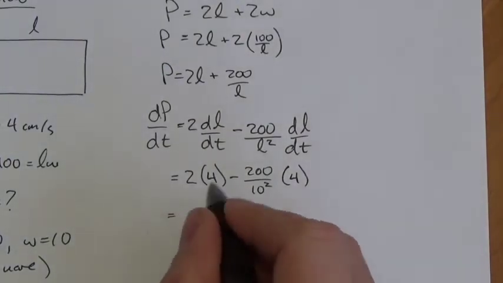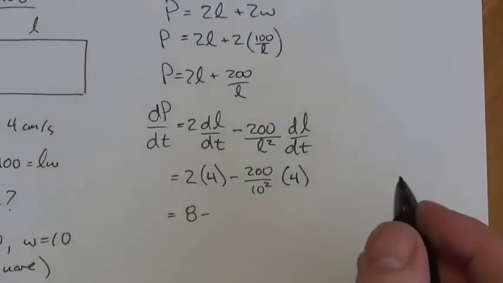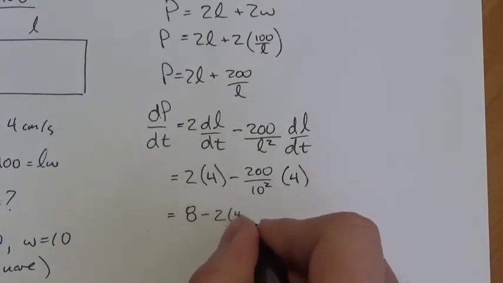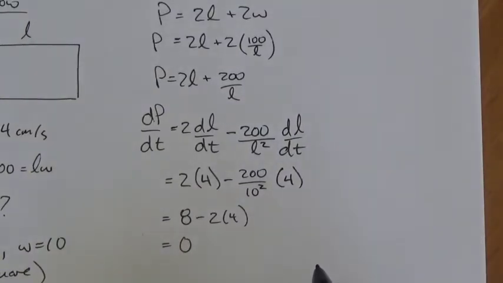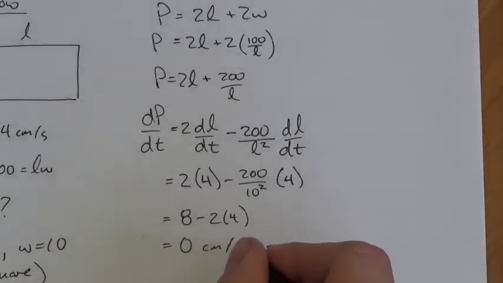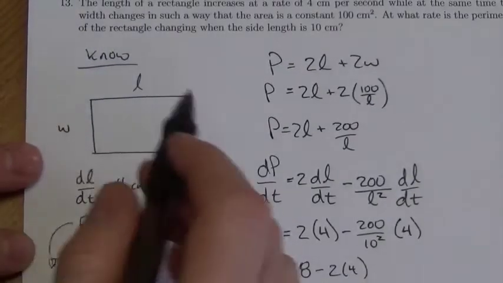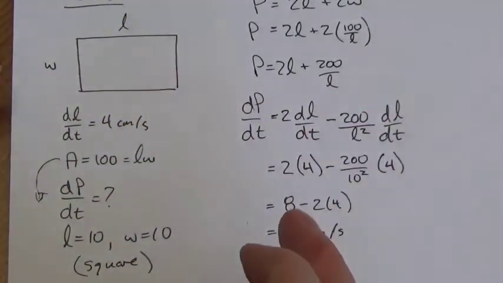Well, 2 times 4 is just 8. And 10 squared is 100, so 200 divided by 100 is just 2, multiplied by 4, and I hope you see right away that it's actually just 0. So at that moment, the perimeter has stopped changing. This is 0 centimeters per second. And that does make sense because the square is a really efficient shape in terms of the relationship between perimeter and area.